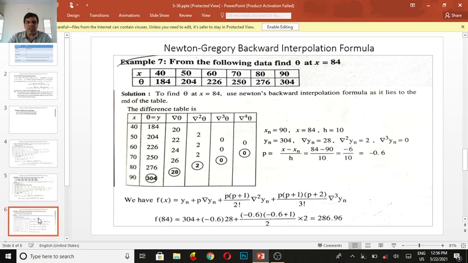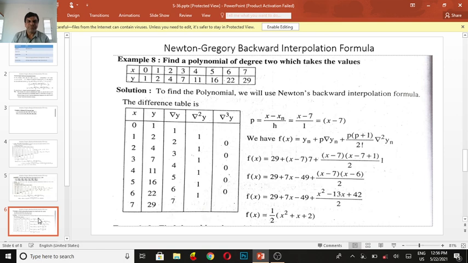So similarly we can come to one more problem. Find the polynomial. If we give the points, we can find a polynomial. Find a polynomial of degree 2 which takes the values x is 0, 1, 2, 3, 4, 5, 6, 7. So the corresponding values of y should be 1, 2, 4, 7, 11, 16, 22 and 29.